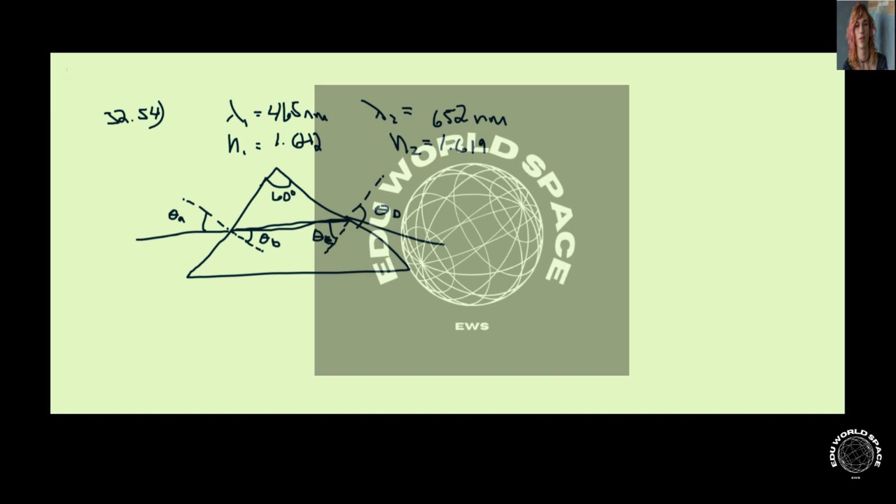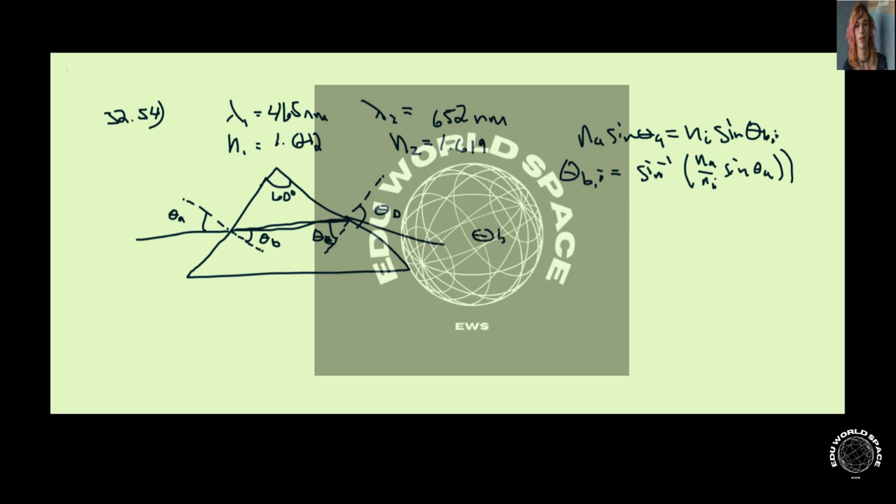Okay, so first let's figure out what theta B is for each. So let's write Snell's law first. We know that in air, n_A sine of theta A equals n_i for whichever light ray we're thinking about, sine theta B_i. If we solve that for theta B_i, this will be the inverse sine of n_A over n_i times the sine of theta A.